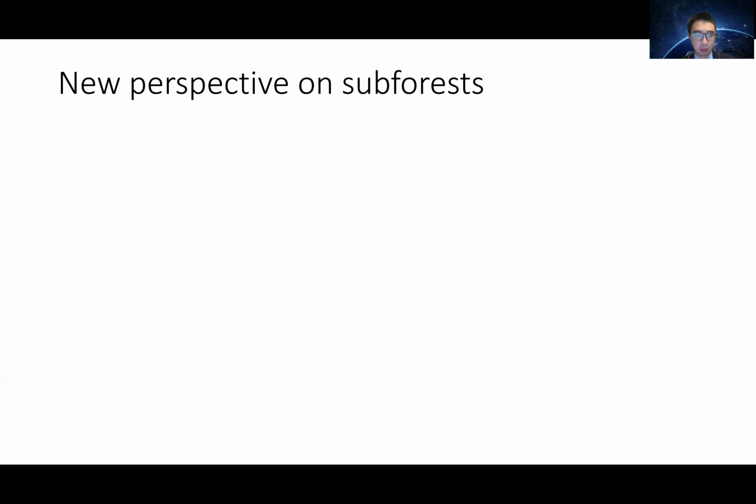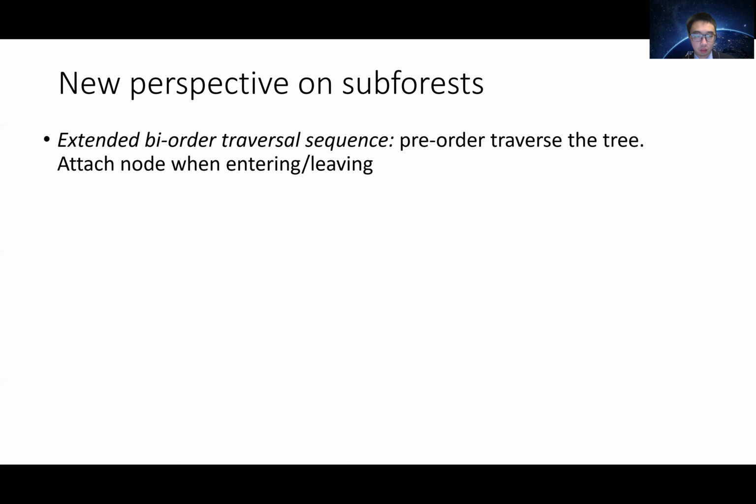Next, I'll give a new perspective on the subforest and relate it to intervals. In order to do this, we define the extended pre-order traversal sequence. To get this sequence, we pre-order traverse the tree. Every time we enter a node or leave a node, we attach the node to the sequence. We can see that each node appears exactly twice in this sequence, and for a node x, we let L of x and R of x denote the index of the first and the second occurrence of this node.